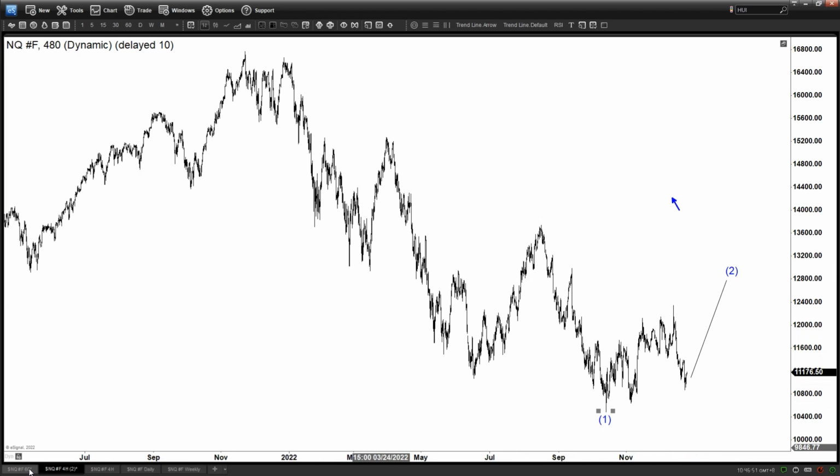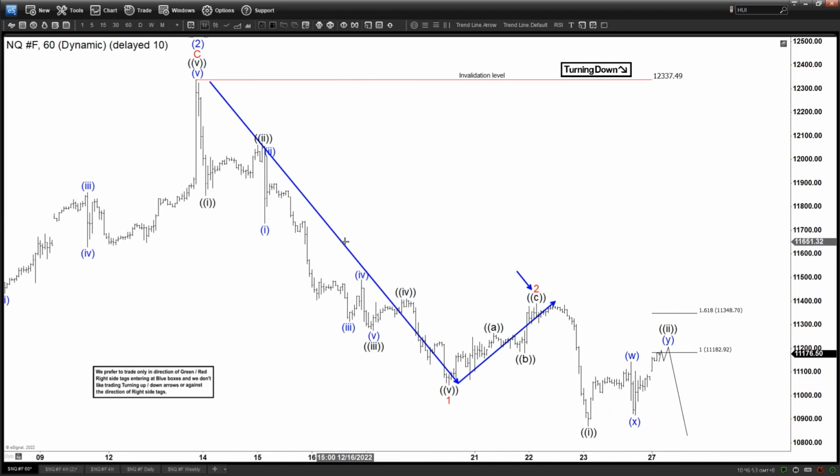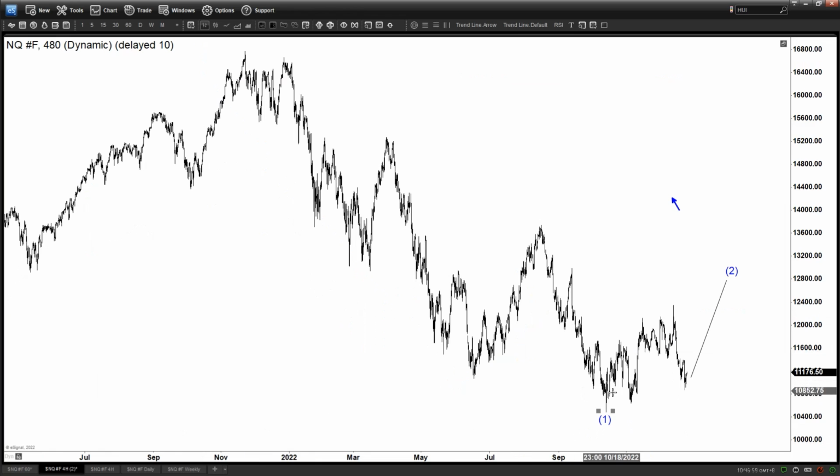Now if we look at the 1-hour time frame again, this can be labeled as an ABC with a short C, for example, in case we fail to break below here. This could be some sort of a corrective ABC with a very short C. It's not ideal, and then rally again. Okay, so just keep that in mind, the two possibilities.